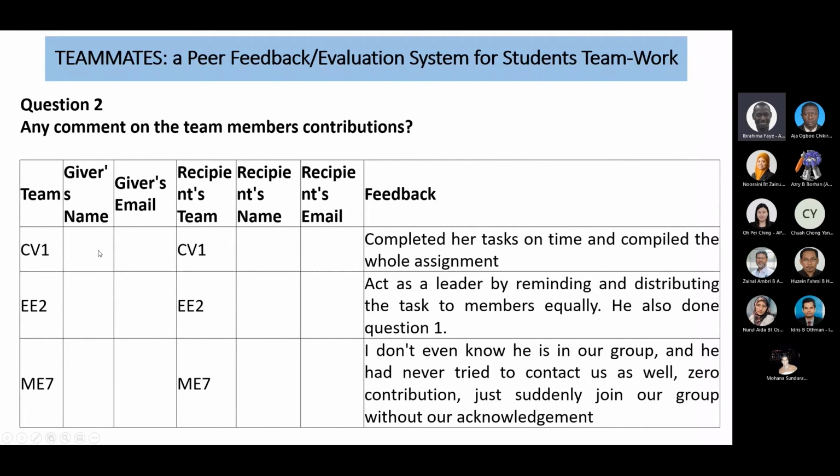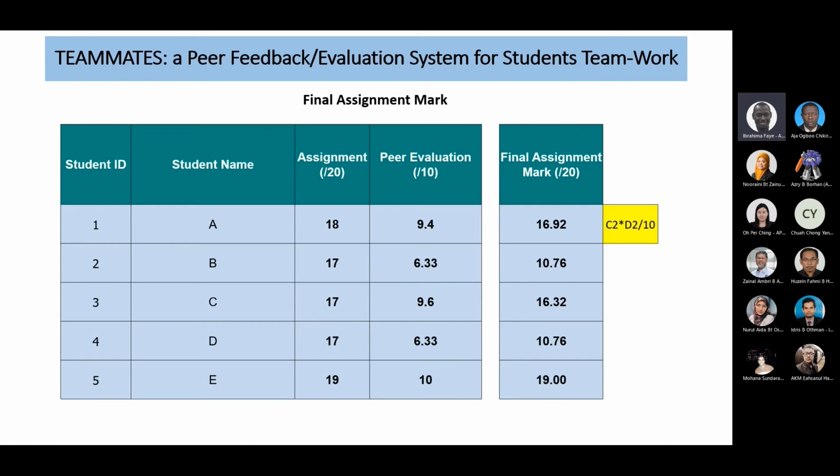Now, once we are done with this evaluation, how do we do the final calculation of the assignment? We have a few options, but here I just give an example of exactly how I do it. I have a percentage. For example, the mark for these students is 18, but the peer evaluation is 9.4 out of 10. So I just do 18 times 9.4 over 10. That means I'm taking 9.4 over 10 of this 18. That will give him the final mark of 16.92. So this is one option of doing it.